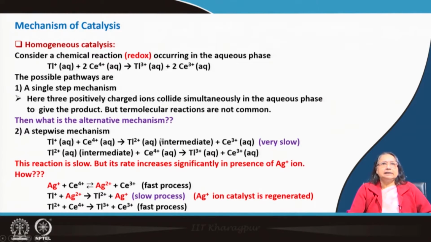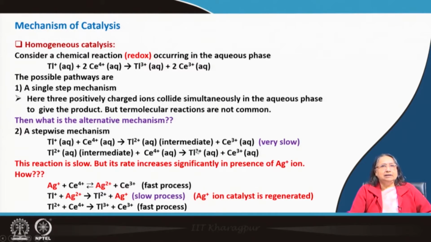Cerium 4 plus is going to cerium 3 plus, but this reaction is very slow. And we can think that in the second step the thallium 2 plus, which is the intermediate, is again reacting with cerium 4 plus to give thallium 3 plus and cerium 3 plus. So, if we combine these two, we will see the overall reaction, but this is a very slow process.